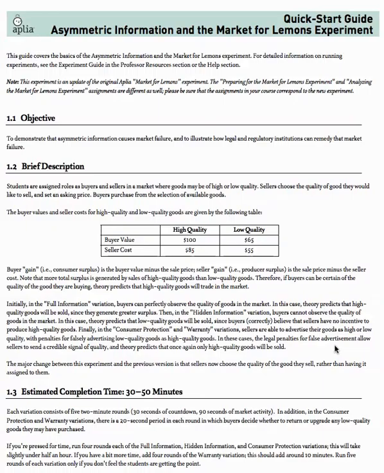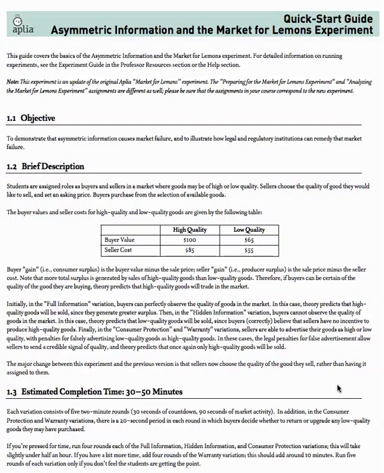And then finally, there are the consumer protection and warranty variations, which are two separate variations of the experiment. Sellers are able to advertise their goods as high or low quality, with penalties for falsely advertising low quality goods as high quality goods. In these cases, the legal penalties for false advertisement allow sellers to send a credible signal of quality. And theory predicts that, once again, only the high quality goods will be sold. So the major change between this experiment and the previous versions is that sellers now choose the quality of the good that they'll sell rather than having it assigned to them.